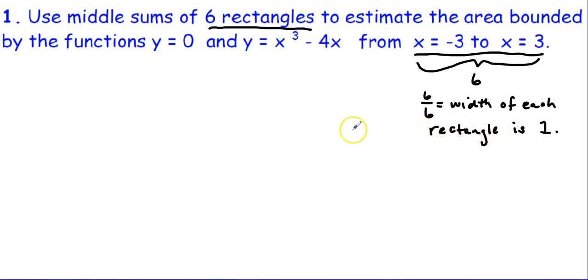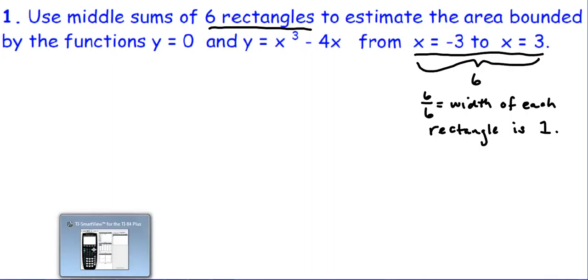Alright, we talked about in class how you can actually do these without a graph, because all we need is the width, and then we plug in the midpoint. Because we're using middle sums, we plug in the midpoint into the function that we're interested in, and that'll give us the height of each rectangle, and that allows us to calculate area essentially just through algebra. If you want to get a picture of what this thing looks like, you can use your graphing calculator.